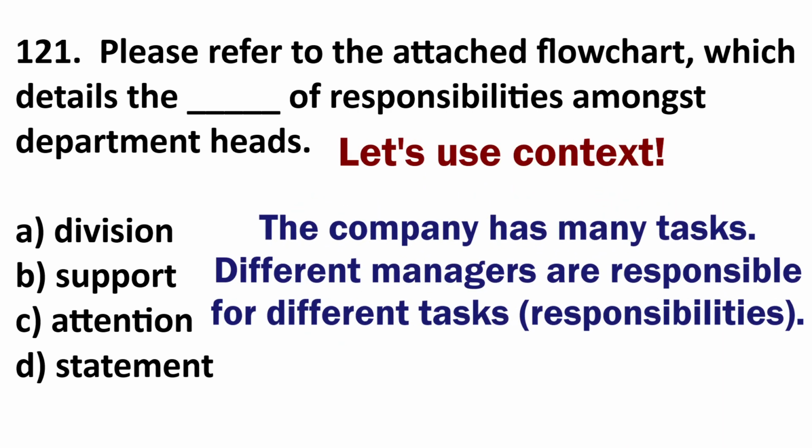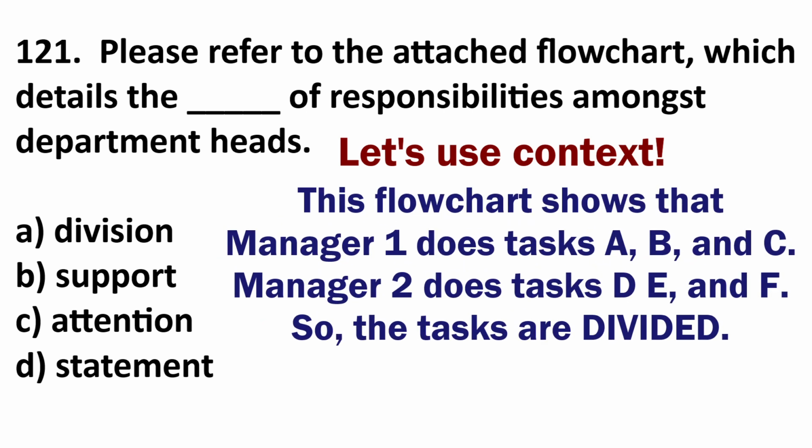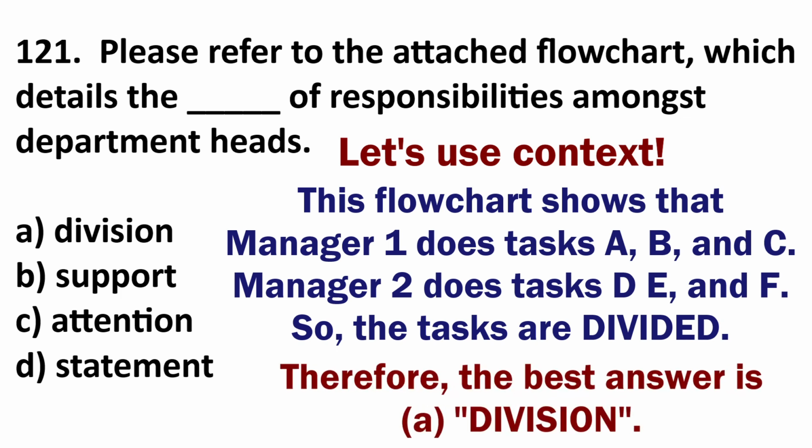Well, what makes sense? The company has many tasks. Different managers are responsible for different tasks. So these are responsibilities. This flowchart shows that manager one does A, B, and C, and manager two does D, E, and F. So these tasks are divided, they are separated. Therefore, the best answer is A, the division of responsibilities.